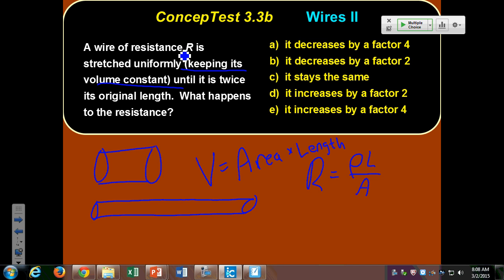So if I increase my length by a factor of 2, and this volume remains constant, that means my area has to go down by a factor of a half. As you're stretching out this metal, making it into a wire, you make it longer by a certain amount, and then you decrease its area by the same amount. So I get a factor of 2 in the length, and I get a factor of a half in the area, and so that gives me 4 times the resistance. Can you follow that?